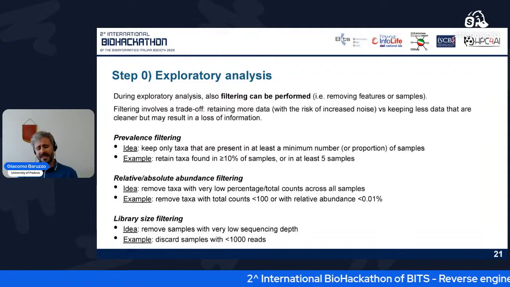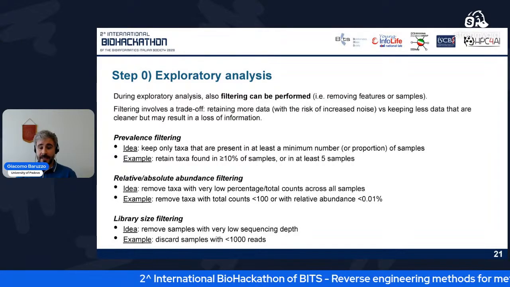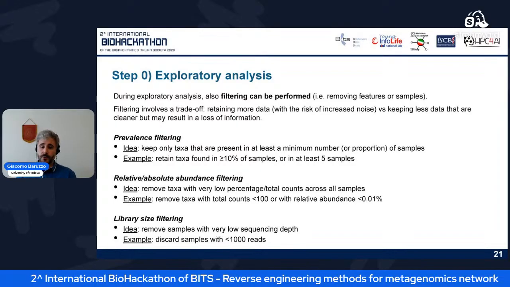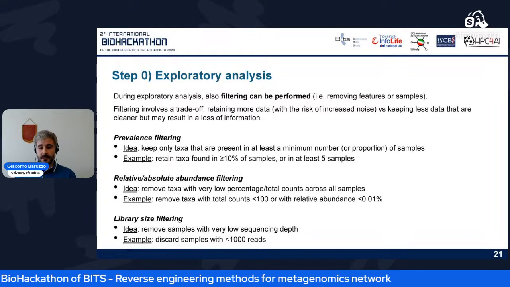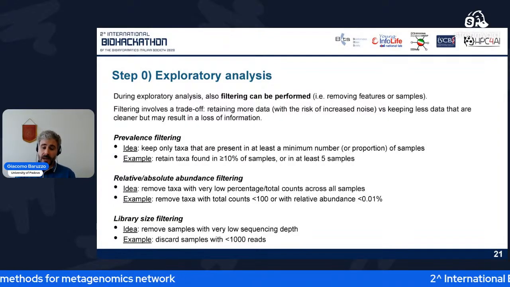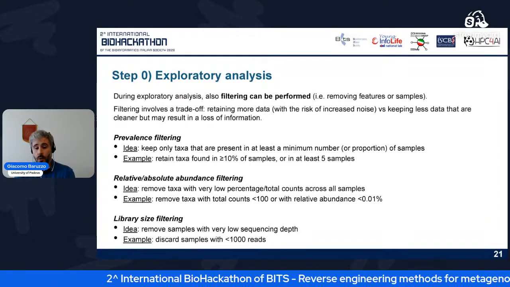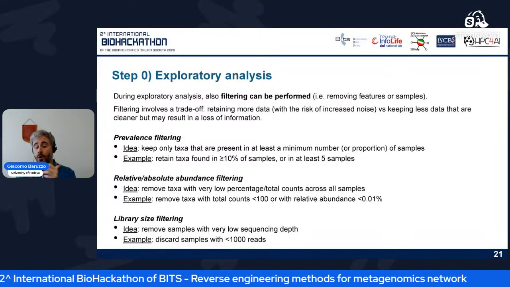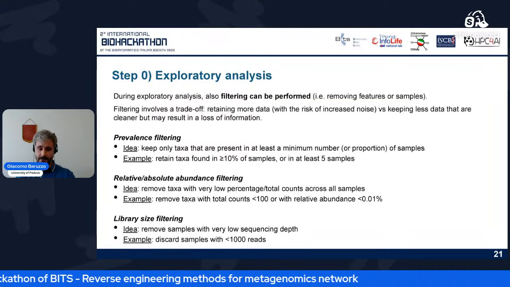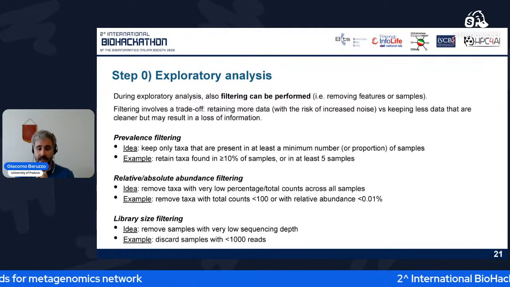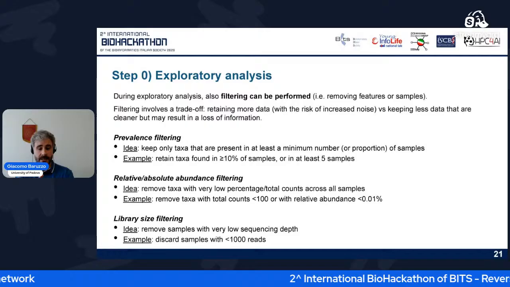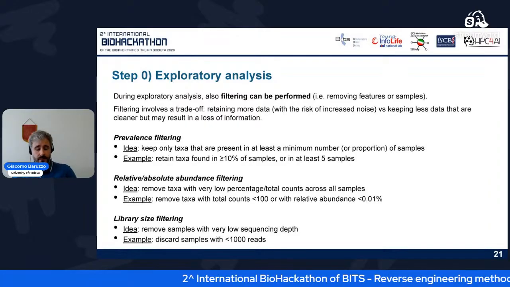In terms of 16S count data filtering, there are typical filters. The prevalence one is when you keep only tags that are expressed in at least some percentage or some absolute number of samples. Or filtering based on relative or absolute abundance, meaning that you keep only tags that are abundant enough, with the idea that low-abundance tags may have a lot of noise. Or sometimes you remove an entire sample if you realize that there are too few reads in that sample. This is the library size filtering. Again, this is not an exhaustive list. These are just the most common ones.